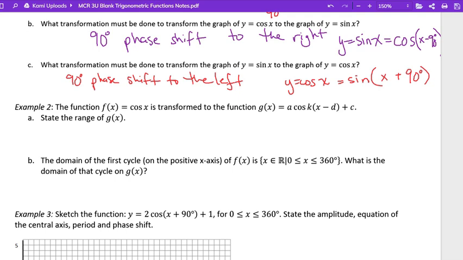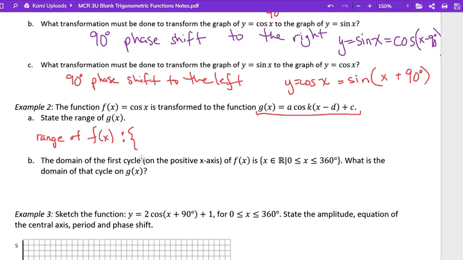Example 2. The function f of x equals cos x is transformed to the function g of x equals a cos k(x minus d) plus c. First of all, state the range. So range again is like this. Okay, range of the parent, let's make a note. Range of f of x, right, that's the parent range.